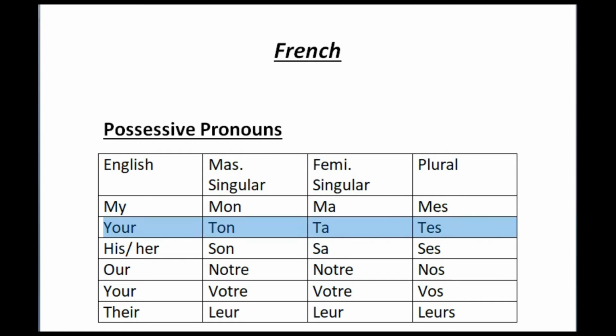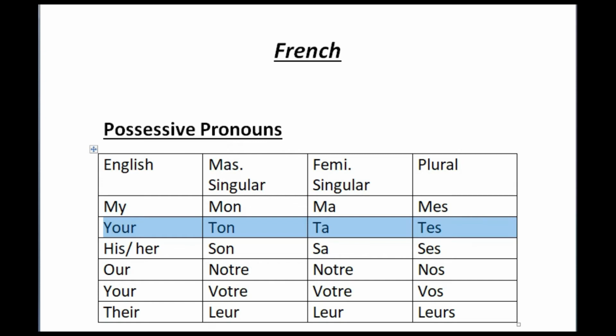So let's see them again. Your masculine singular, ton. Your feminine singular would be ta. And your plural would be tes.